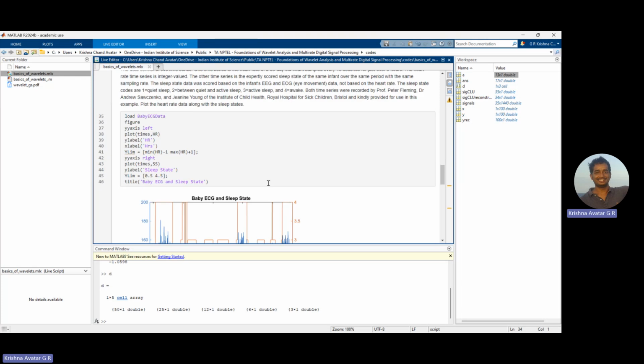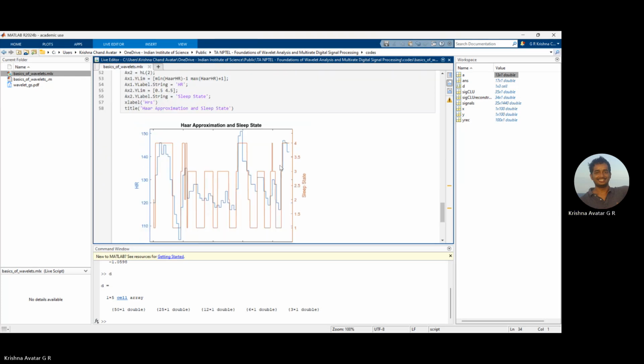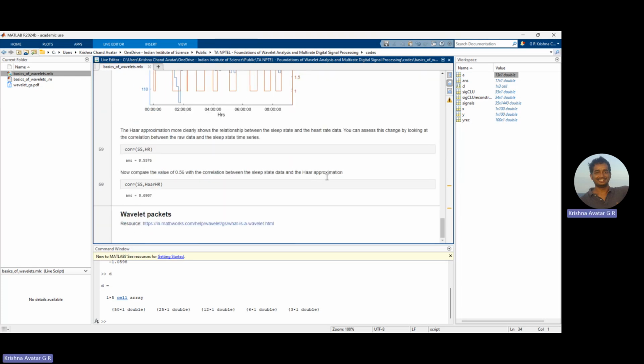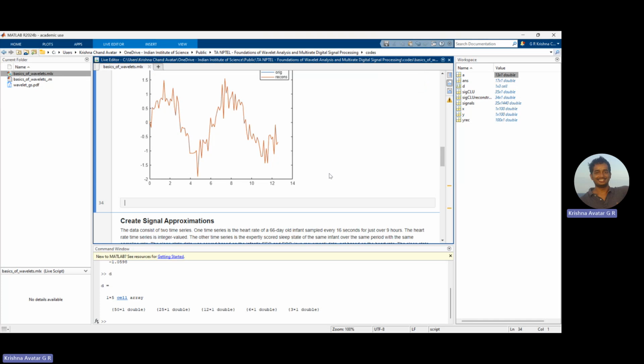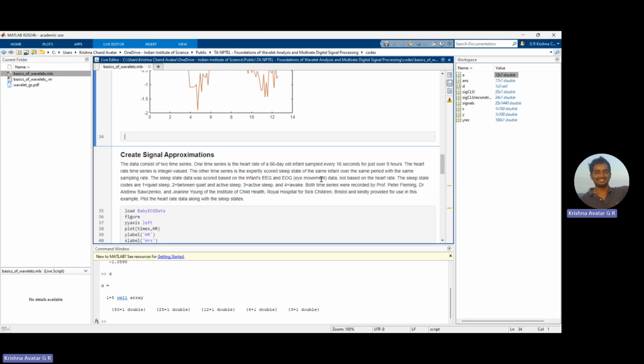So let's move forward and look at this example here. In this case, again, I took it from MATLAB's wavelet page. It says that we have data which consists of two time series. One time series is that of the heart rate of a 66-day-old infant, which is sampled every 16 seconds.